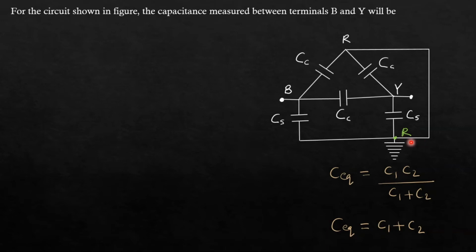Now once you understood this, you can see these two capacitances are in parallel and these two capacitances are in parallel. How? Let me show you this. Let us draw the three nodes, that is B, R and Y. So that is the B node, the Y node, and we have an R node. You can see here between B and R, capacitance Cc is connected. So let us connect capacitance Cc. Again between B and R, one more capacitance Cs is connected. So let us connect between B and R, Cs also.